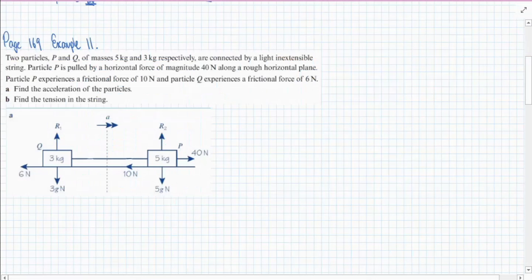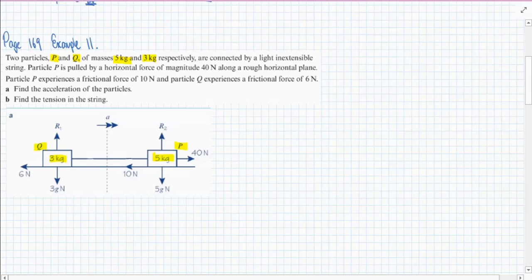This is an example of a connected particles problem. So you've got two particles connected by some string. We're told that there are two particles, P and Q. Here's particle P and here's particle Q. They've got masses of 5 kilograms and 3 kilograms respectively. Here's my 5 kilograms, here's my 3 kilograms.